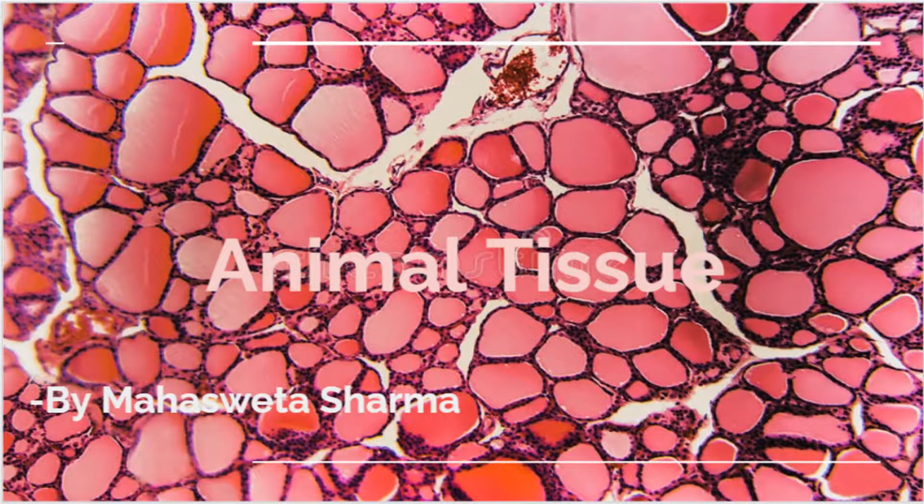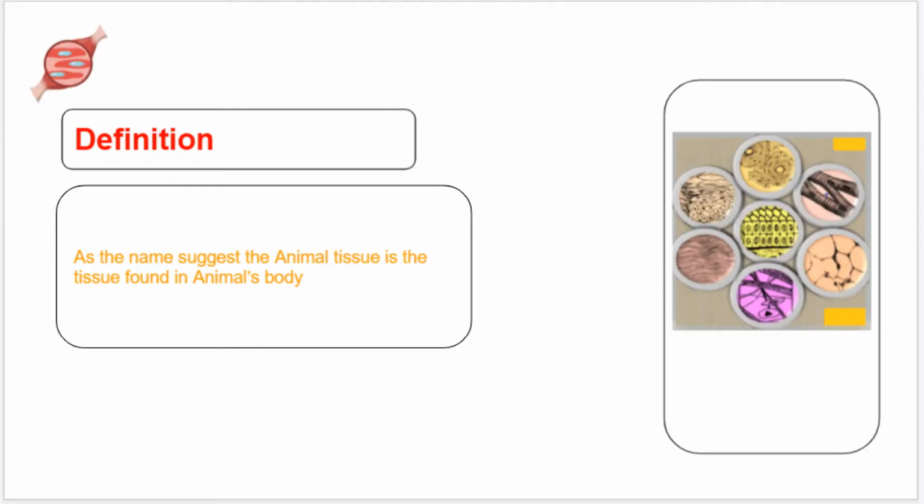So now, let us start with animal tissue today. Today, in my video, I shall explain the animal tissue with the help of a chart that describes the types of animal tissues. The name suggests that animal tissue means the tissues which are found in an animal's body.